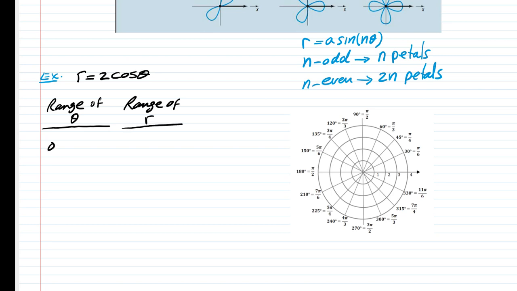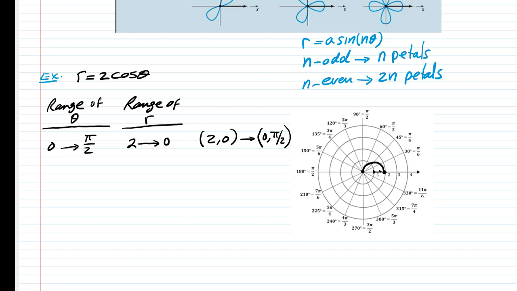For example, as theta goes from 0 to pi over 2, when theta is 0, cosine of 0 is 1, and 1 times 2 is 2. So that's the starting point of the circle: (r, theta) equals (2, 0). It's right in here. Now at pi over 2, cosine of 90 degrees is 0, and 0 times 2 is 0, so r is 0. So from 2 to 0, the point moves to (0, pi over 2), which is a point at the pole. And remember, we know we're looking for a circle. So that's what that part of the graph is going to look like. And of course, the radius of this circle is going to be 1, which is half of the number in front of cosine.